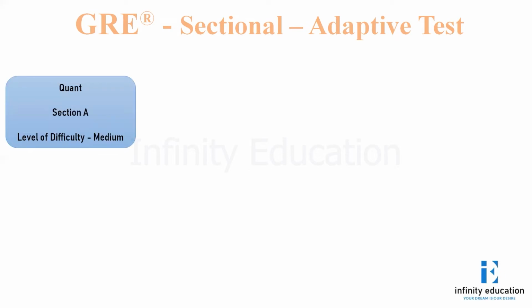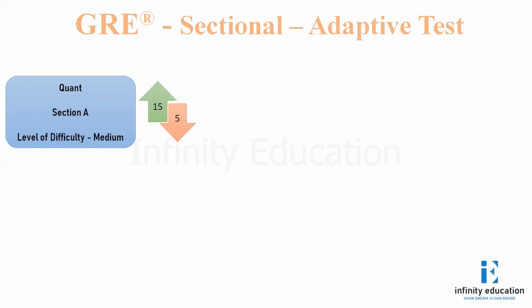For example, let's take a student, and the first section the student is solving is the quant section. The first section of both quant and verbal is always of a medium level of difficulty. It is neither too easy nor too difficult, somewhere in the middle. And how a student performs in this section, the GRE will adapt itself accordingly. Let's take an example where the student performed exceedingly well. He got 15 correct answers and 5 wrong answers, which is possible.